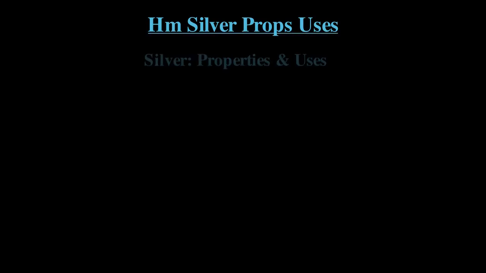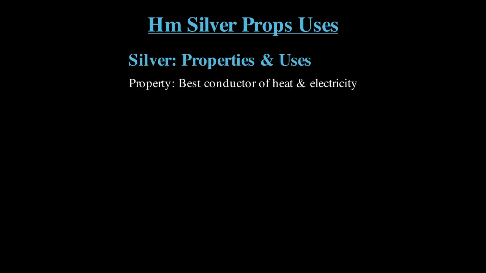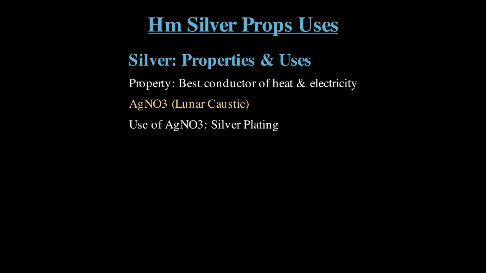Let's wrap up with the properties and uses of silver. Silver is a beautiful, lustrous white metal. A very important fact to remember is that it is the best conductor of heat and electricity among all metals. This property makes it very valuable. Let's look at its compounds. First, we have AgNO3, silver nitrate, which is also known as lunar caustic and is widely used in silver plating.